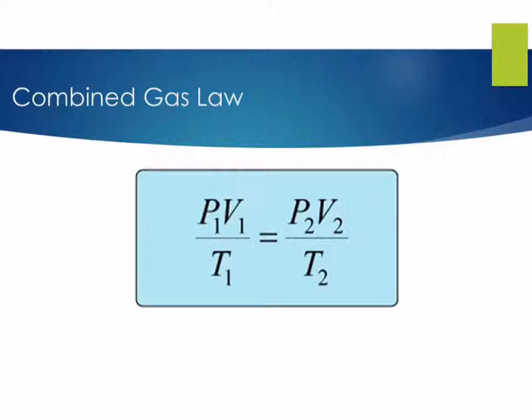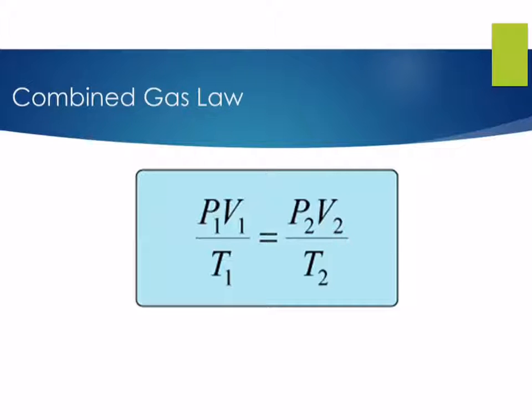So we combine all of those other gas laws into one. And so this formula will actually allow you to get all of the other gas laws, because normally things are constant. So if we have a constant temperature, say, we would omit the temperature from the bottom, and we would just have P1V1 equals P2V2, which is Boyle's Law. And we can get all of the other equations the same way.